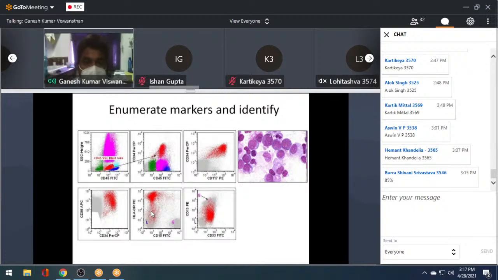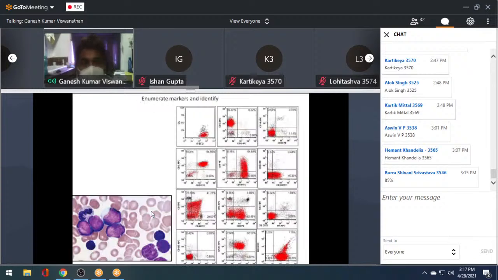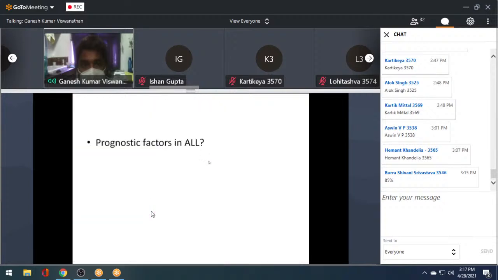So these are some plots of blasts showing CD34, CD117, CD33. So these are myeloblasts. This is a flow cytometry plot of T-ALL. We have cells in the red which are positive for CD5, 7, and 2. So this is T-ALL.